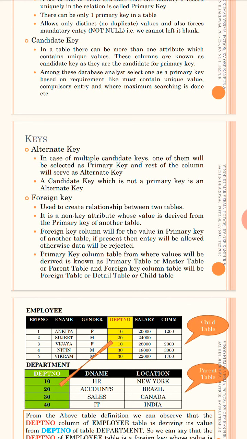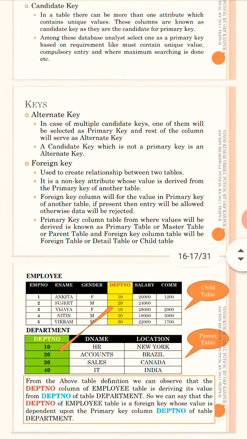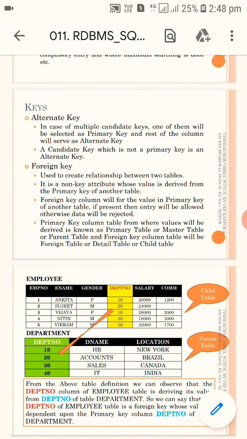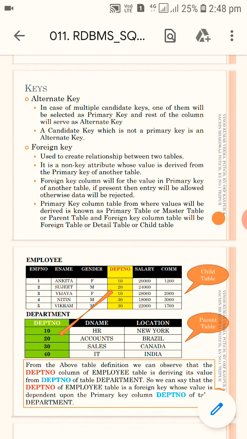Foreign key, yes, this is very important concept. In this we are having two tables. First table is called the child table and second is called parent table. Like in example, department is the parent table. In department we are having column department number, d name, and location. Department number is the primary key of department table, and in employee table we are having employee number, employee name, gender, department number, salary, and commission. All these are fields or attributes of the employee table.